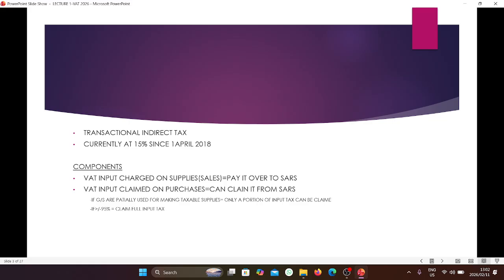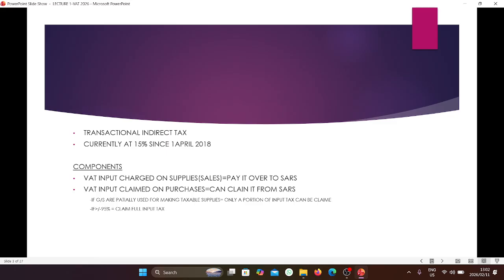And then you claim input VAT on the purchases that you make. So you make purchases from your suppliers so that you can make your taxable supplies. Therefore, because you are a VAT vendor, you can claim input VAT from those purchases and claim it back from SARS. Right. And then there's this rule when it comes to input VAT.